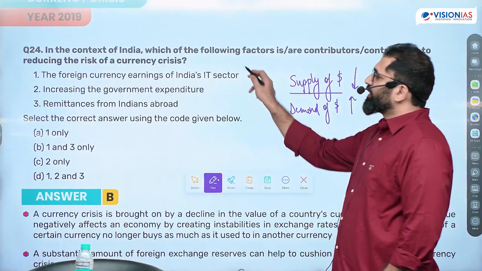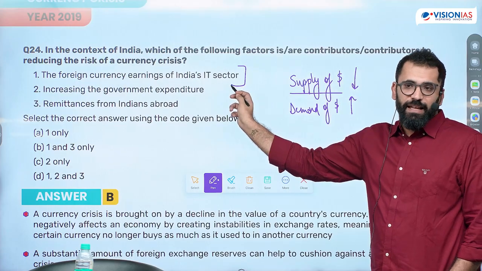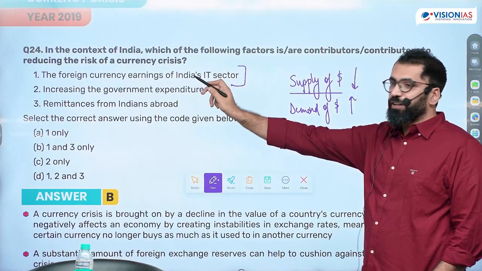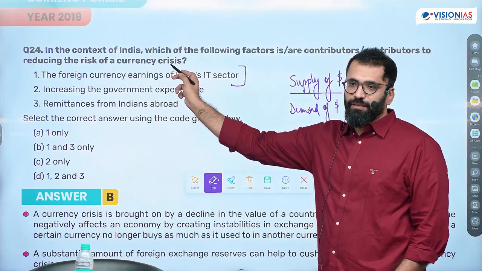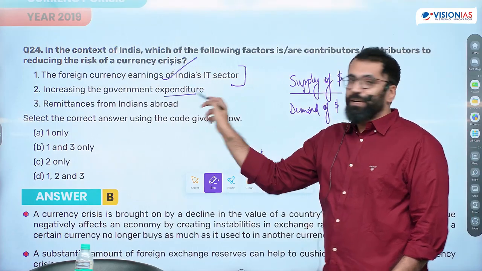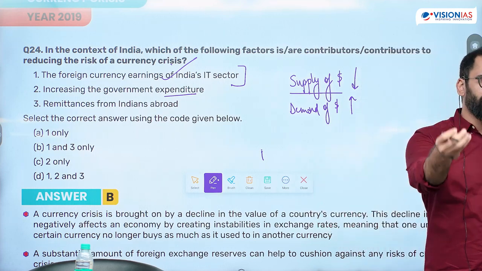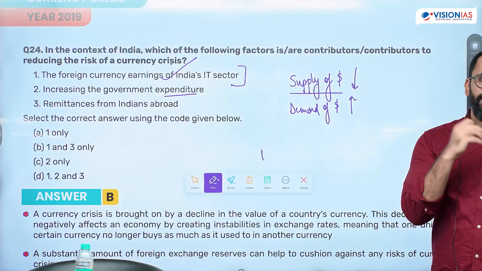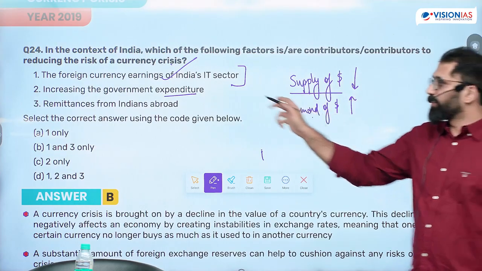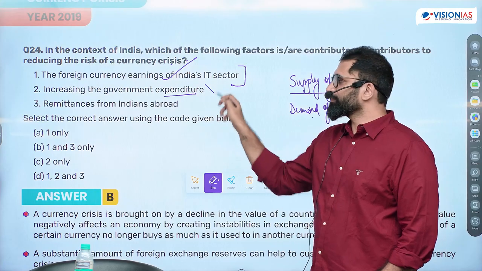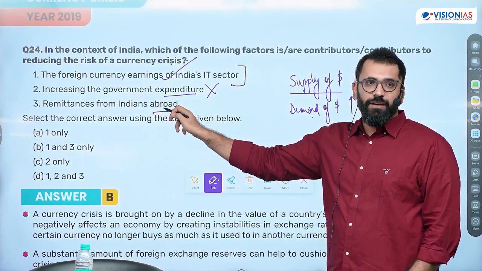The foreign currency earnings of India's sector, does it improve the supply or reduce the supply? If I earn foreign currency, it improves my supply. So will it help me counter the risk of currency crisis? Increase the government expenditure. If the government increases expenditure, I might increase the expenditure on imports. And if I increase the expenditure on imports, will I demand dollar or not? So is it reducing my risk? Remittances from Indians abroad will help improve the supply.